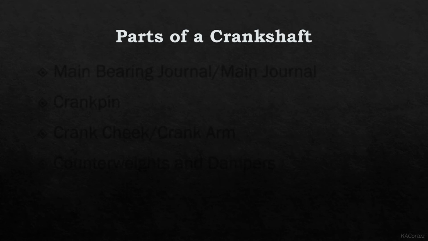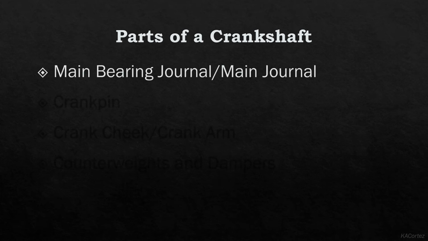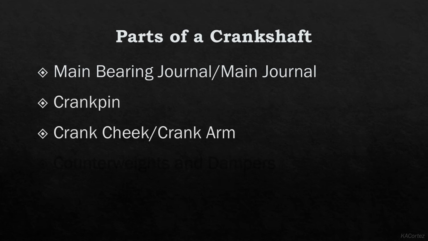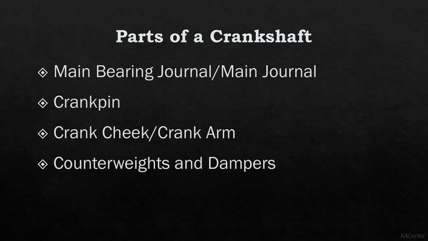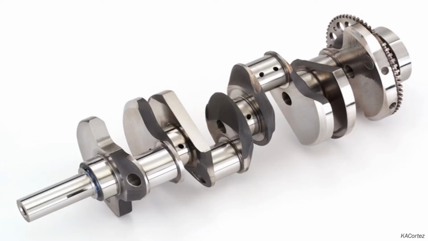Next are the parts of a crankshaft. A crankshaft has four main parts: the main bearing journal or the main journal, crank pin, the crank cheek or crank arm, counterweights, and dampers. Here we have the main journal, the crank cheek, the crank pin, and the dampers. All crankshafts consist of a main bearing journal, one or more crank pins, and several crank cheeks.